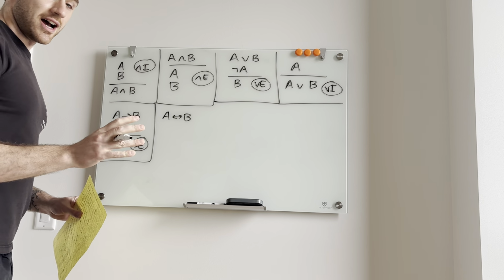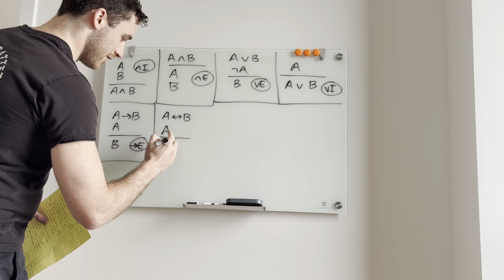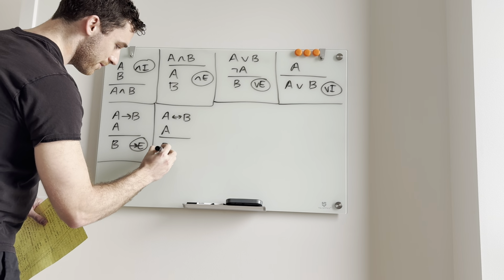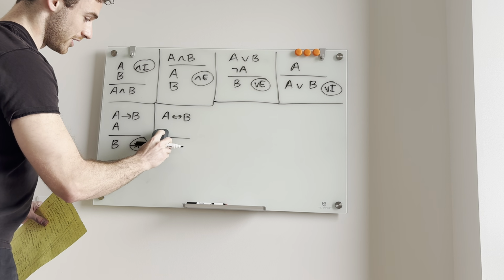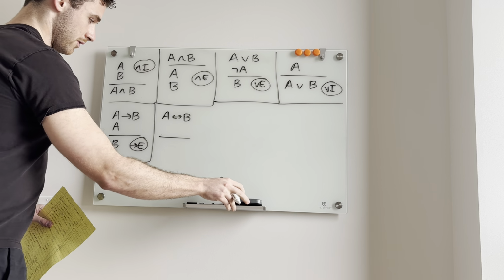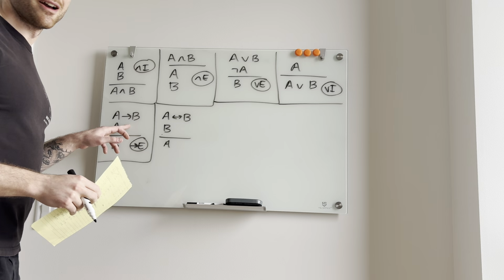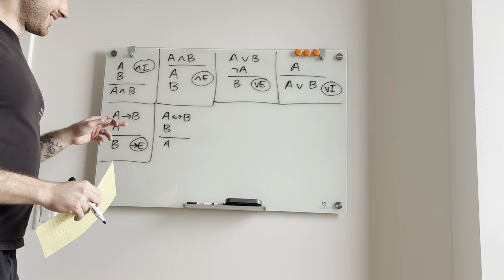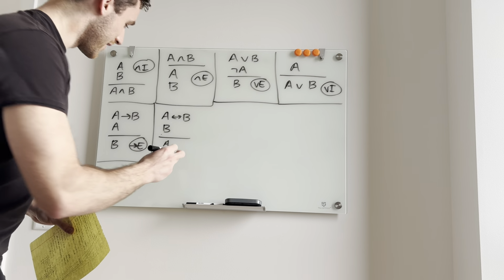And it works exactly the same way. You can get A. If you have A, you can get B. Or you can do the other way around in a biconditional. If you get B, you can conclude A as well. This does not apply for the normal arrow. This thing is just like an arrow, but it goes both ways, okay? So this is called biconditional elimination.